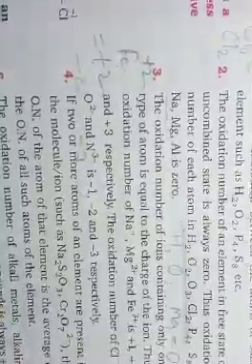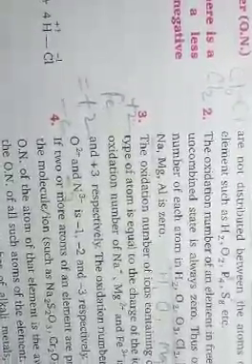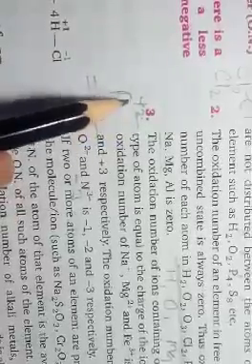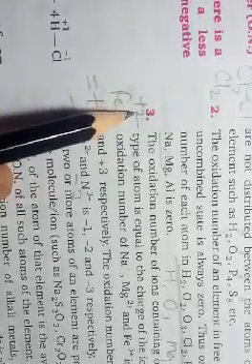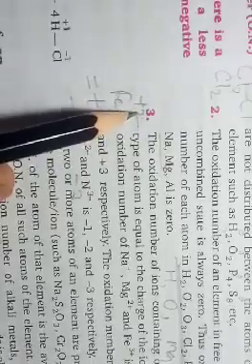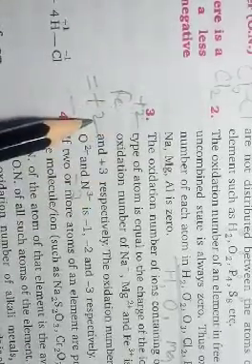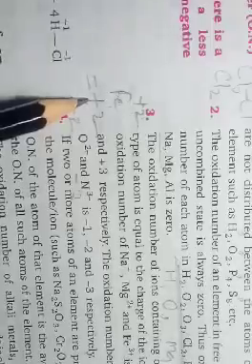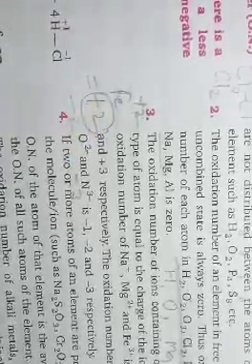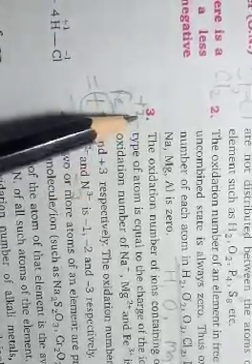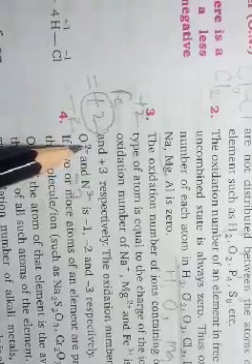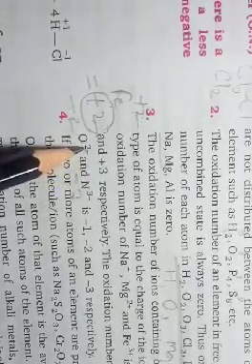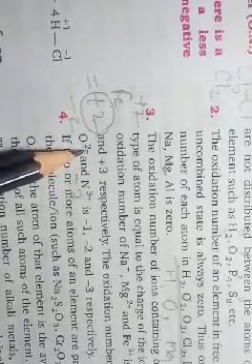Okay students, one thing more you have to keep in your mind: the number is shown after the sign in the case of oxidation state, and the number is shown before the sign in the case of valency or number of electrons lost or gained.